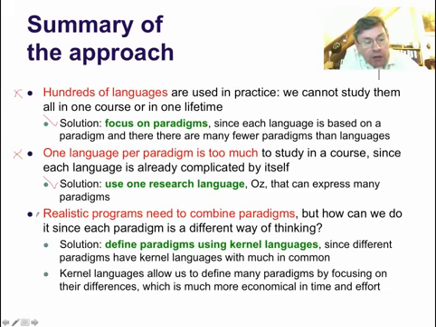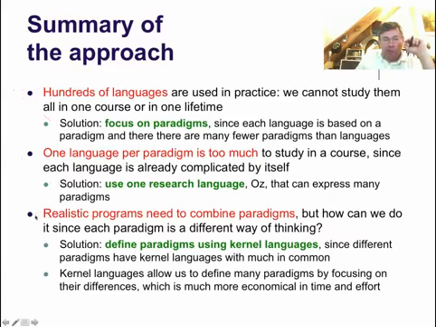Also, going on, realistic programs need to combine paradigms. How can we do it? Well, solution, we define paradigms using kernel languages. And since the kernel languages have much in common, this lets the paradigms talk to each other. There is a common language between even two different paradigms. So this is very economical.